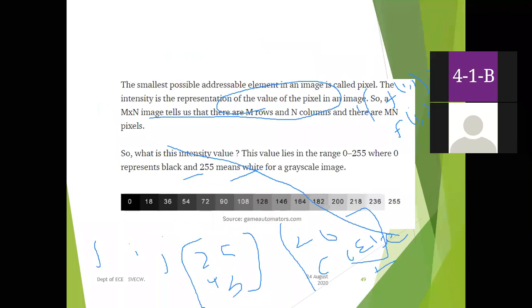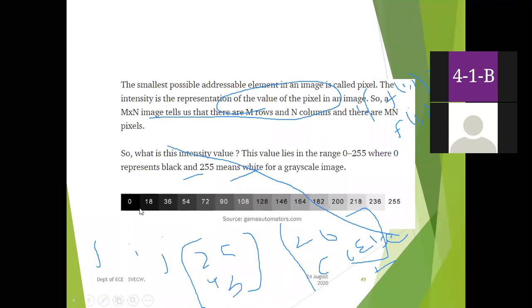Next, you see that the smallest possible addressable element is the pixel. That means each value in a matrix, for example a 0 value, is one pixel, and 1 is another pixel. So the number of pixels we have is m into n. The pixel values range from 0 to 255 for an 8-bit ADC, and the 0th value is completely black. You can understand this from the image here. The intensity varies slowly from black to white.